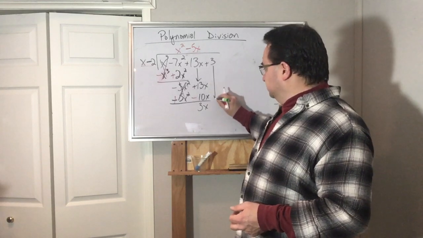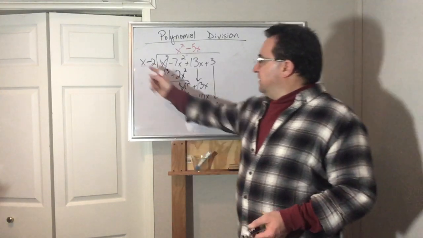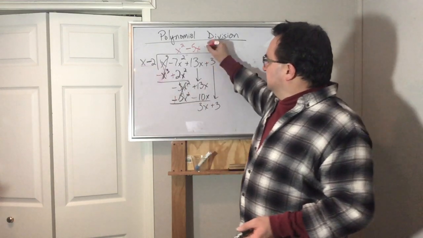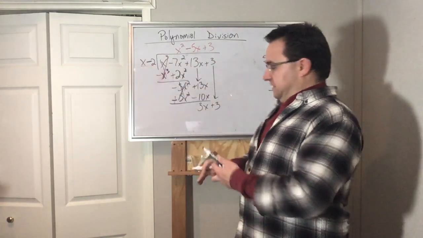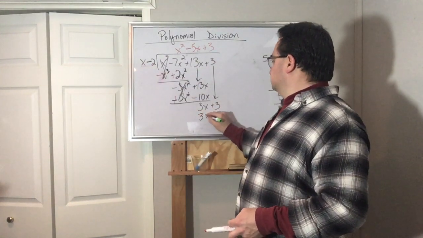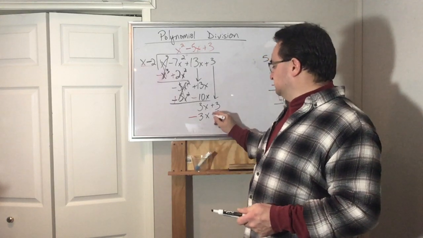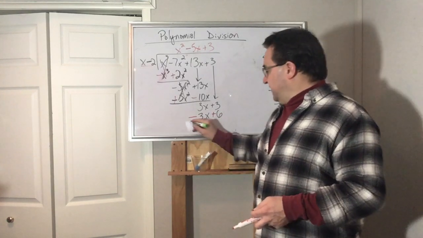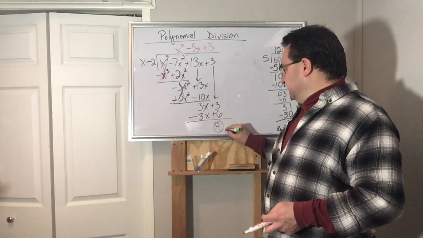And then I pull down my last term, and I start all over again. x times what is 3x? Plus 3. Then I multiply. Then I switch the signs. I add what I see. And this is my remainder.